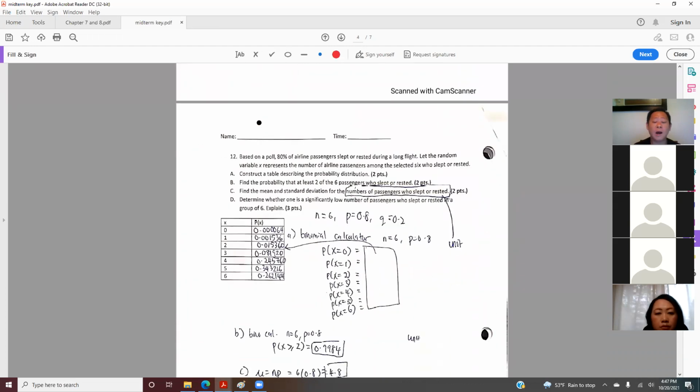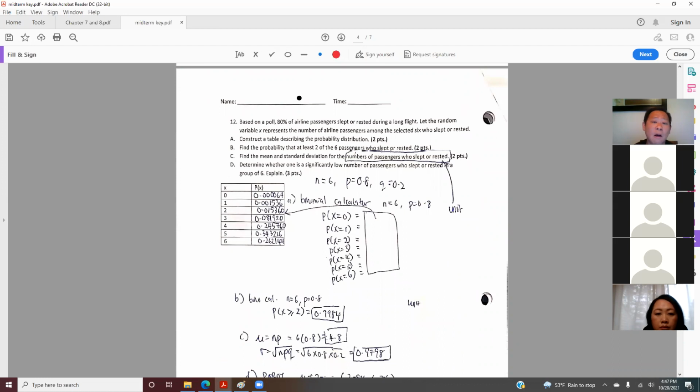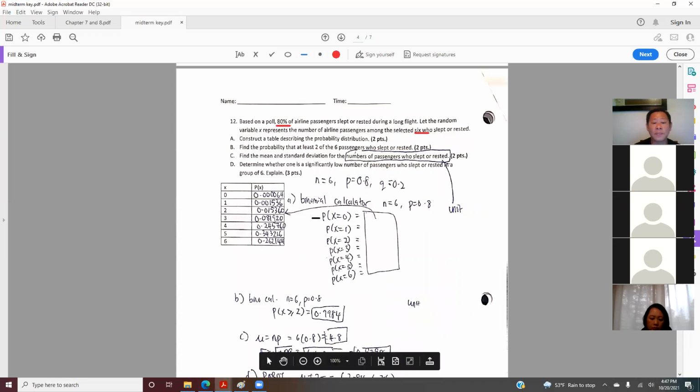Next, question 12. You say 80% of the airline passengers sleep during a flight, and we pick 6 people randomly. So how do you figure out this table is you have to use a binomial calculator where n in this case is 6, p in this case is 0.8. And then you have to put P(X) equals 0, equals 1, equals 2, and those numbers will pop out, and that's how you fill in this blank.